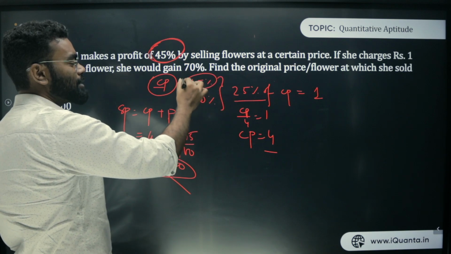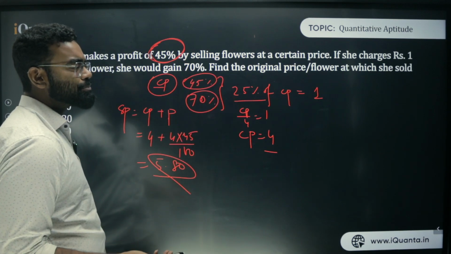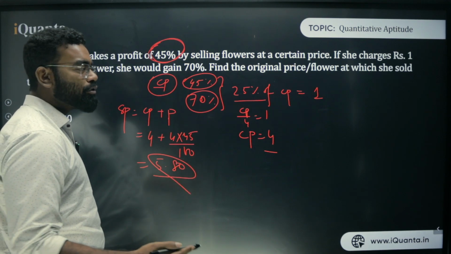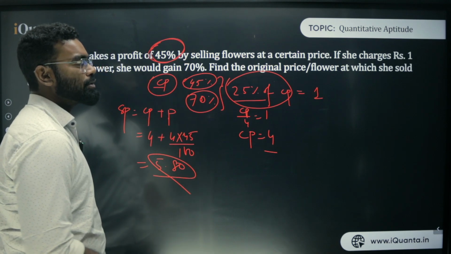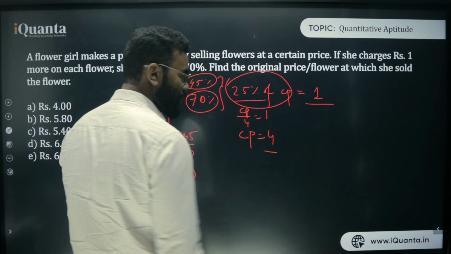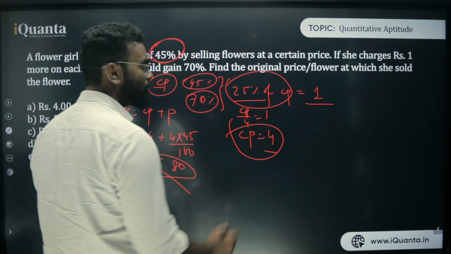So it is 45% profit, 70% profit. So what is the difference? That is 25% profit. Now 25% profit is the same as 25% of the cost price. Now what is 25% of the cost price? That is basically equal to 1. So 25% of cost price is 1. Then what is the cost price? The cost price is nothing but 4.